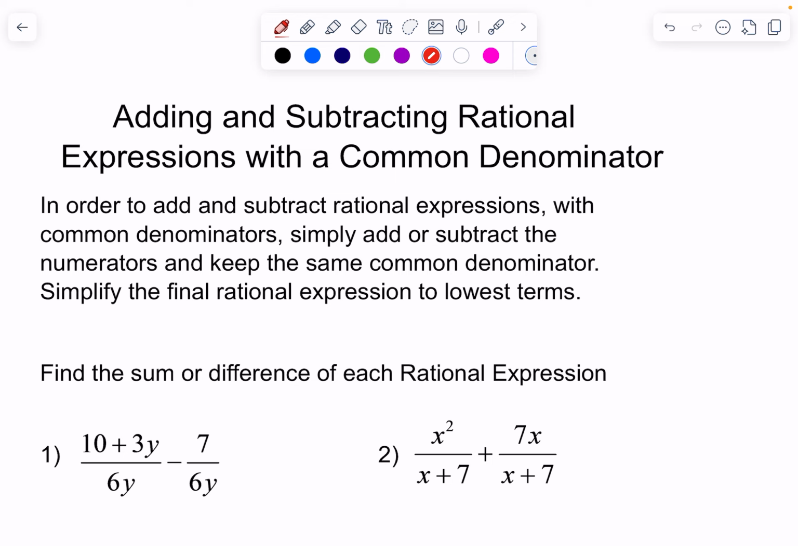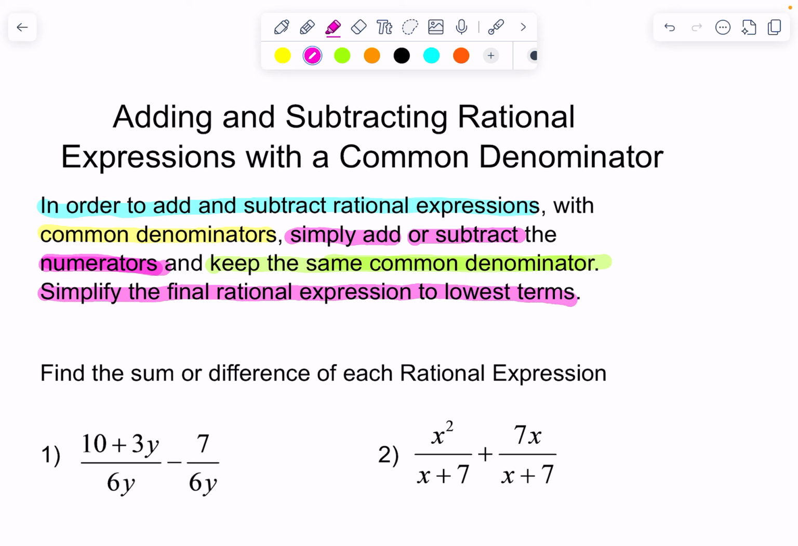Today we're going to learn how to add and subtract rational expressions with a common denominator. So let's get right to it. In order to add or subtract rational expressions with common denominators, simply add or subtract the numerators and keep the same common denominator. It's that simple. And then you're going to go ahead and simplify the final rational expression to lowest terms.